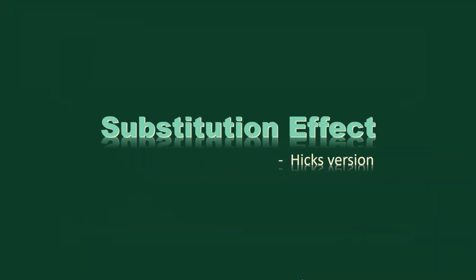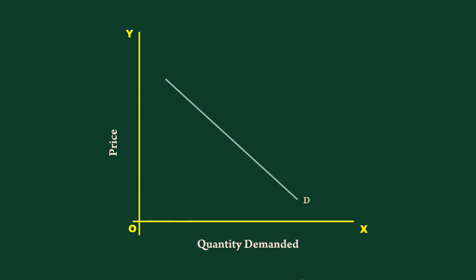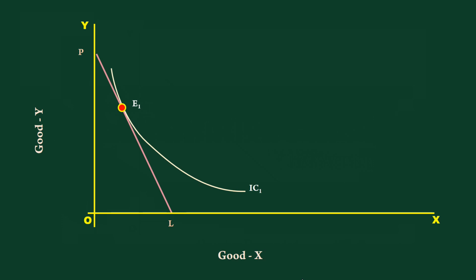Substitution effect, Hicks version. Substitution effect is one of the most important reasons for the demand curve to slope downward. Hicks tries to establish this with the help of indifference curve analysis. The consumer is in equilibrium at point E1, where IC1 is tangent to the price line PL.